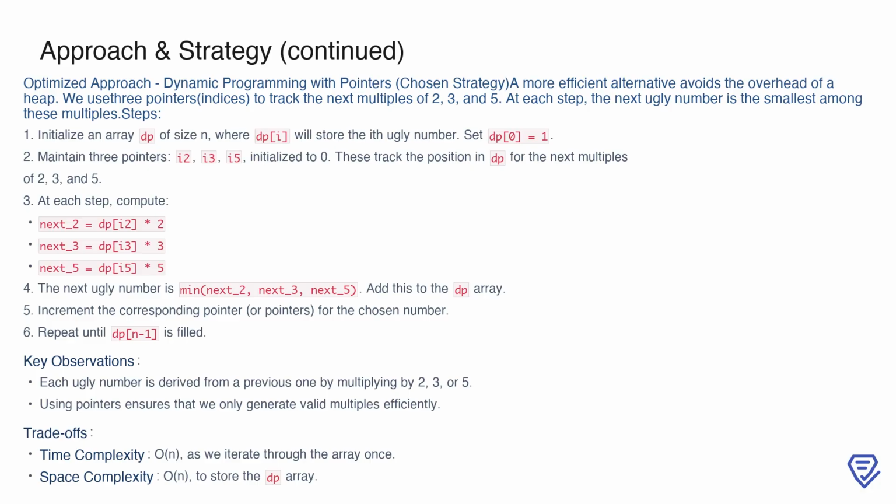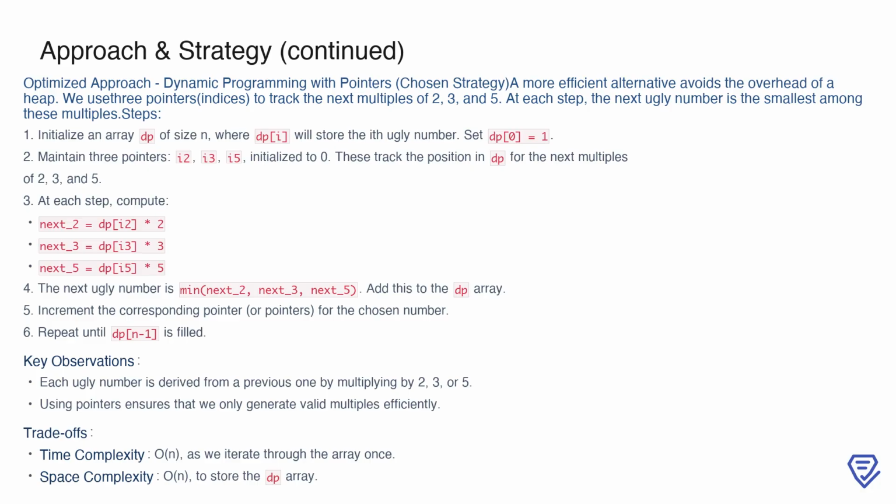equals 1. The three pointers, i2, i3, and i5, are initialized to 0 and indicate the positions in the dp array that will generate the next multiples of 2, 3, and 5, respectively. At each step, we calculate these multiples, compare them, and select the smallest value to be the next ugly number. This number is then added to the dp array, and the corresponding pointer or pointers are incremented. By iterating through the array in this way, we efficiently build the sequence of ugly numbers.